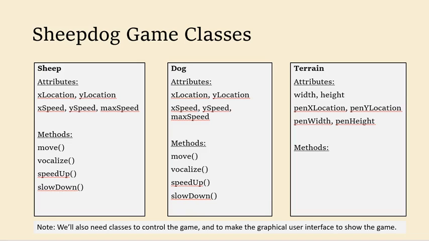And then for the terrain, you would want to know things like, how big is it? What's its width? What's its height? Where's the pen? What's the pen width and height? The terrain is pretty static. It doesn't really do anything, so you may not have any methods for the terrain. But this is an example of how you start to think through your software. Think through, okay, I need to have an object to do this, an object to do this, an object to do this, and then start thinking about the attributes and methods inside of the objects.